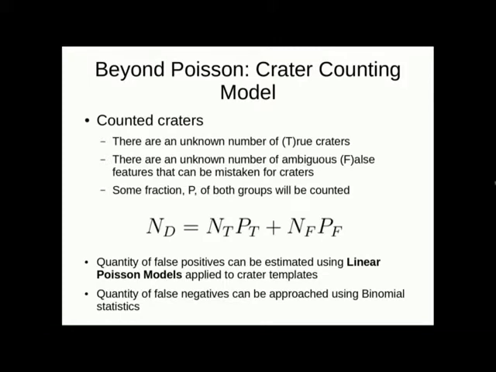So what I'll hopefully show during this presentation is that the N_F P_F terms can almost be completely removed as a source of variation, and we do that using a technique called linear Poisson models, which is a non-parametric mixture modelling method that has been used previously on Mars terrain analysis. And I'll also show that whilst the N_T P_T term cannot be corrected perfectly, we can at least attempt to estimate what the P_T efficiency term is, and we approach that using binomial statistics.